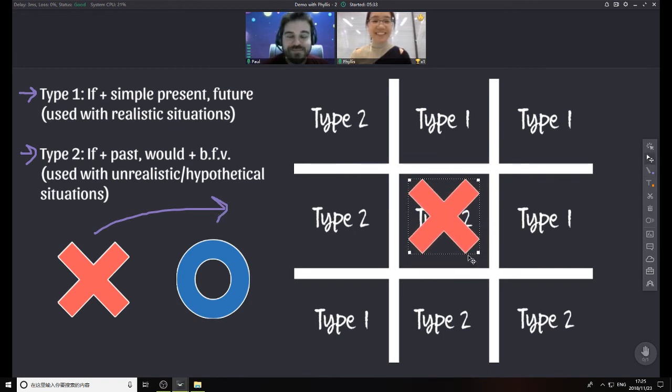Can you give me an example of a type 2 conditional? If I were a boy, I would be a great husband. Oh, that's very funny. That's like that Beyonce song, right? If I were a boy. Yes. Yeah, it's a type 2 conditional.